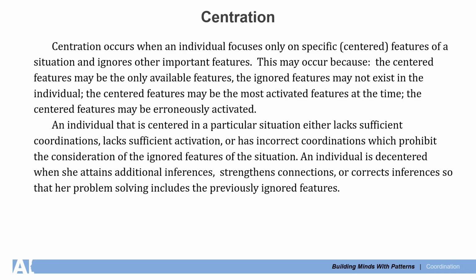Centration. Centration occurs when an individual focuses only on specific, centered features of a situation and ignores other important features. This may occur because the centered features may be the only available features. The ignored features may not exist in the individual. The centered features may be the most activated features at the time. The centered features may be erroneously activated. An individual that is centered in a particular situation either lacks sufficient coordinations, lacks sufficient activation, or has incorrect coordinations which prohibit the consideration of the ignored features of the situation.